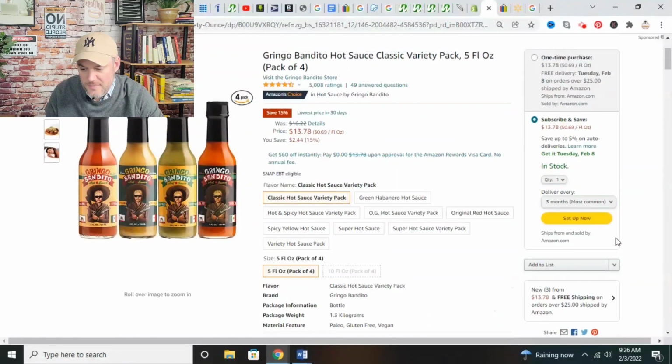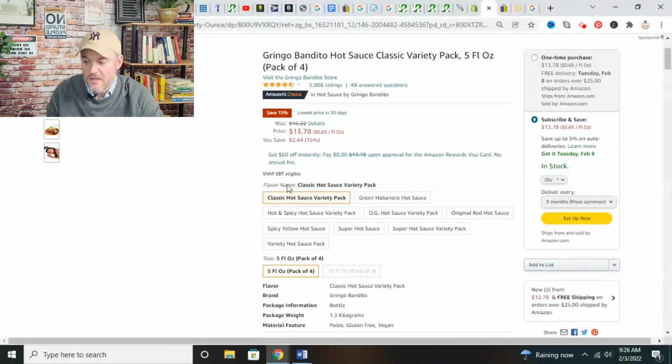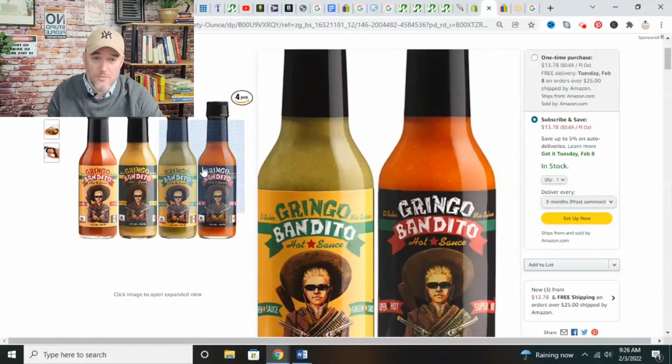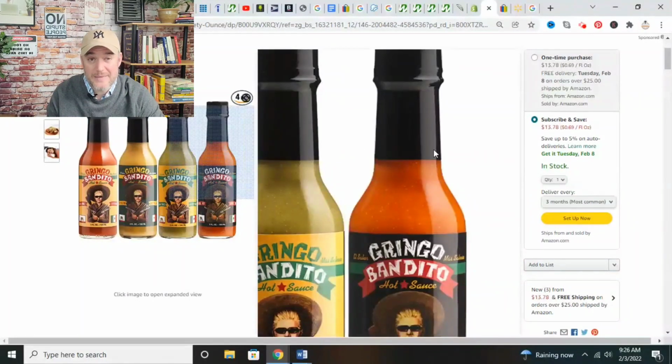Let me take a look. Ships from and sold by Amazon. Okay, so this is actually an Amazon product. It's shipped from and sold by Amazon. So if that's the case, then Amazon's having this produced, and I can bet you they're probably producing so much of it that it's even less than that per bottle.